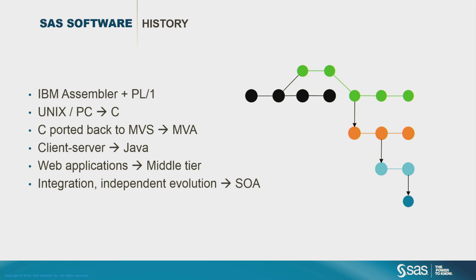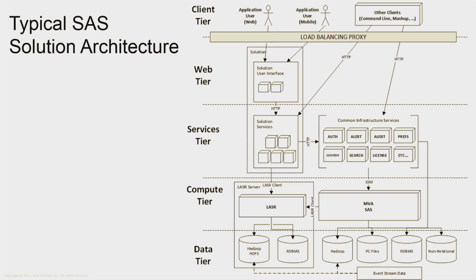It's driven a need for common components to handle these requirements, and then a need for us to be able to allow those common components to evolve independently of the solutions that are using them. And so we've introduced some service-oriented architectural concepts to the system. That leaves us today with this basic picture of a SAS solution.